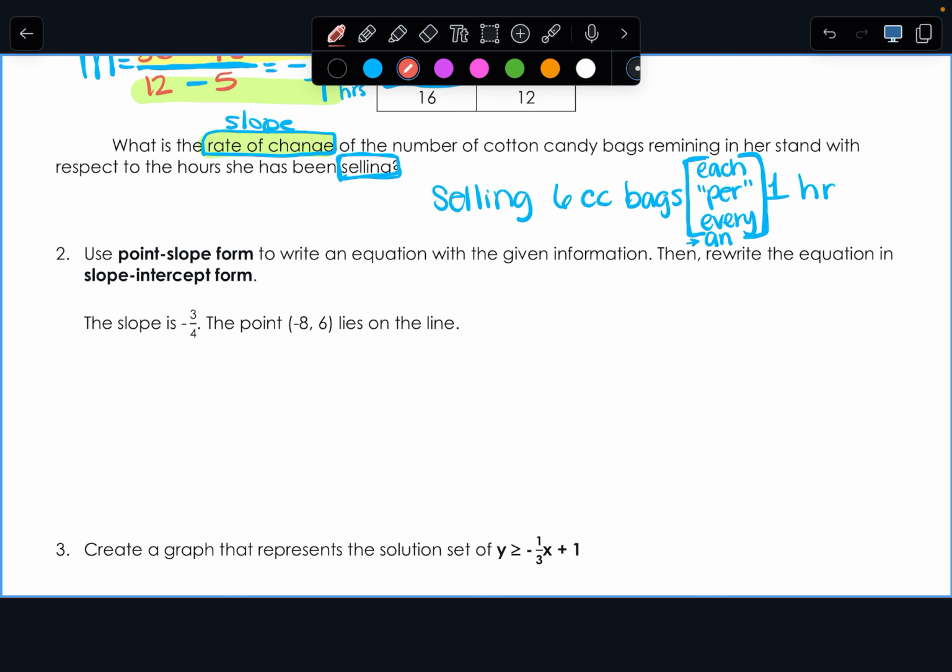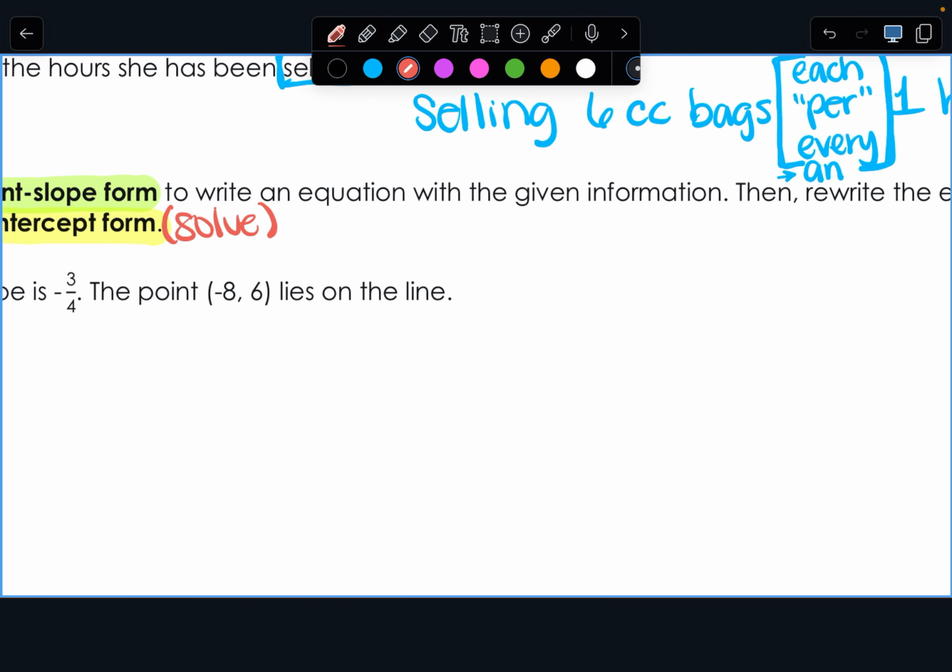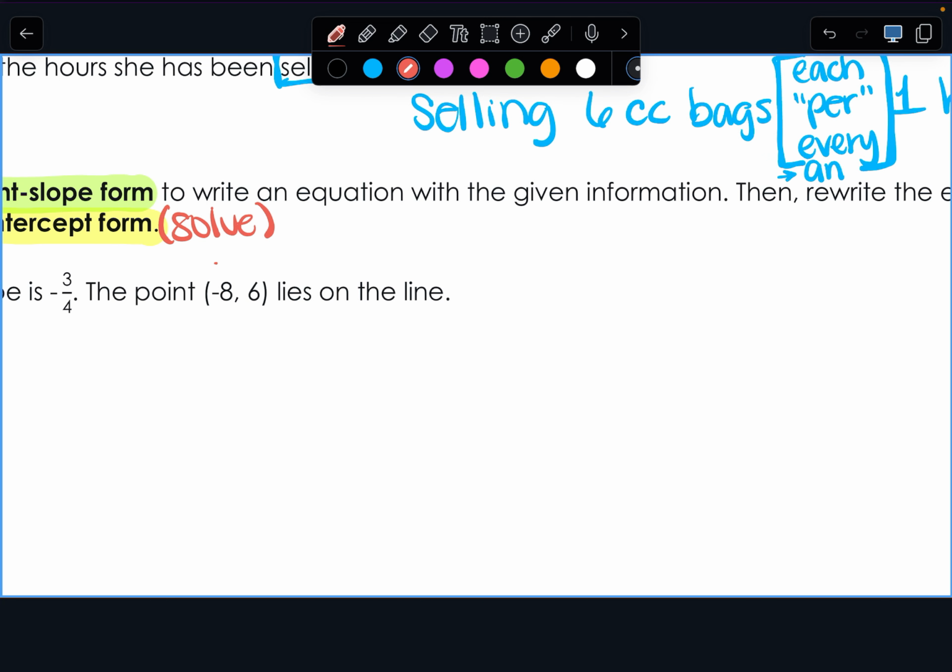All right, number 2. It literally says, use what formula? Point slope. You're going to use point slope form to write an equation. Then you're going to rewrite the equation in slope intercept form. So if they're asking us to go from point slope to slope intercept form, long story short, what are they asking us to do? Solve it. Write it in point slope form, then solve it.